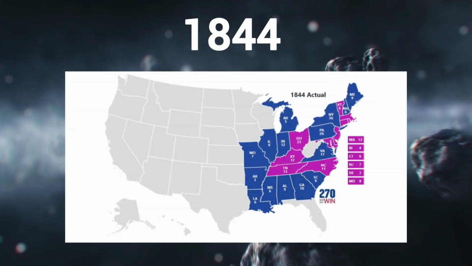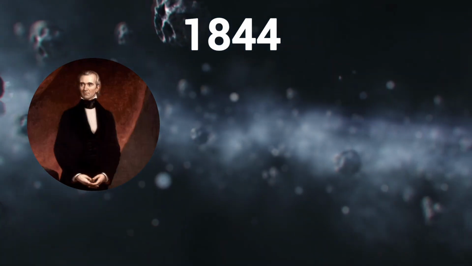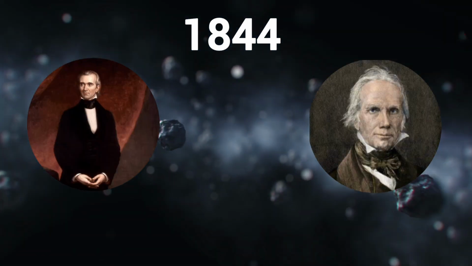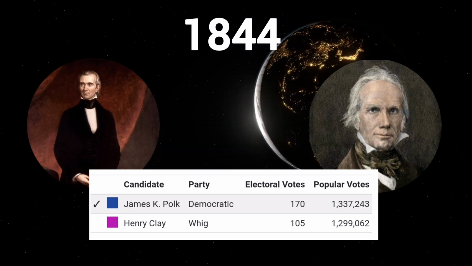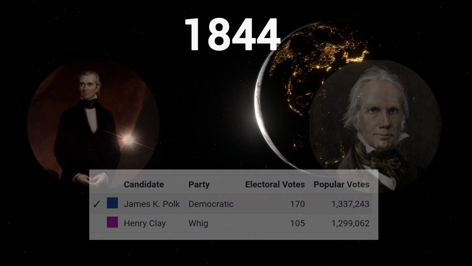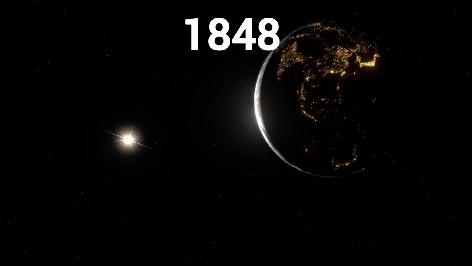The United States presidential election of 1844 saw Democrat James Knox Polk defeat Whig Henry Clay in a close contest that turned on foreign policy, with Polk favoring the annexation of Texas and Clay opposed. The United States presidential election of 1848 was an open race.